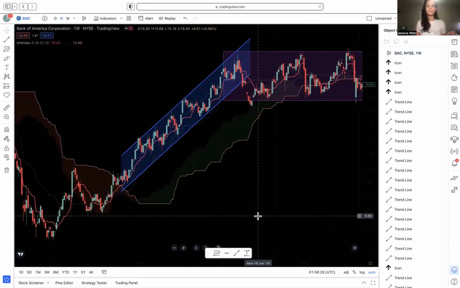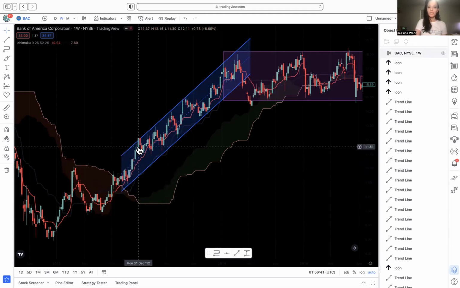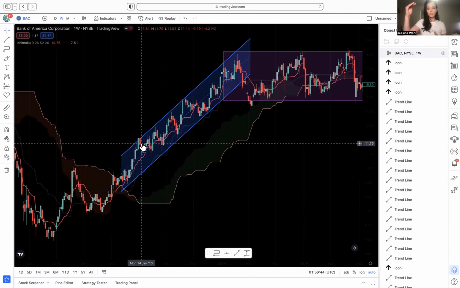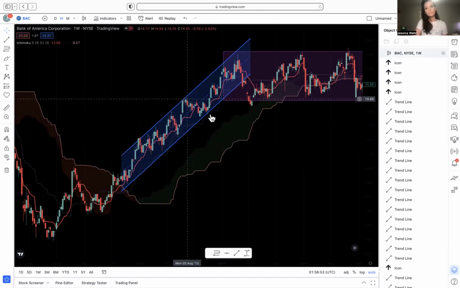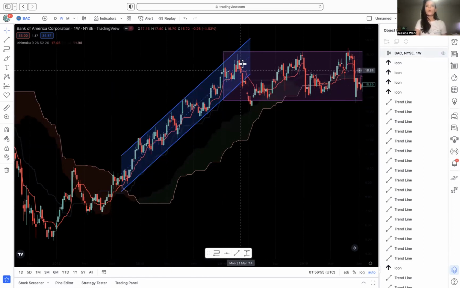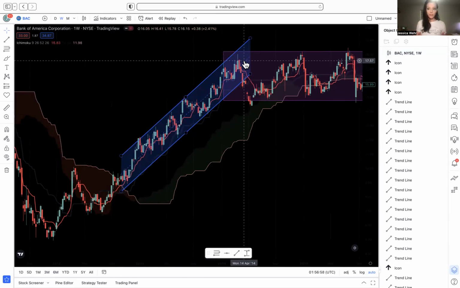So the next pattern that I'm going to go over is the ascending channel. So a channel is similar to consolidation in that the stock is bouncing in between the same levels of support and resistance in the same area. So we see here it's bouncing off a level of resistance, support, resistance, support, resistance, support. Once it breaks out of that channel, that could indicate change in the trend.